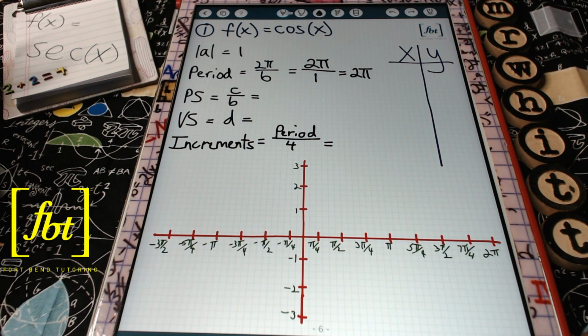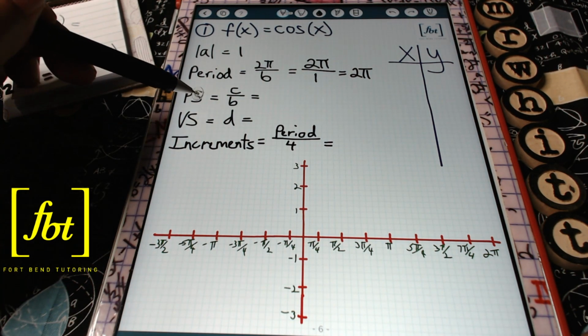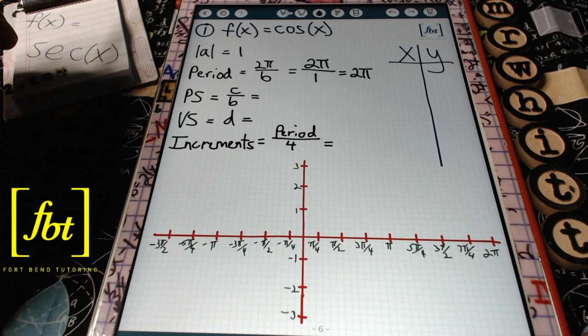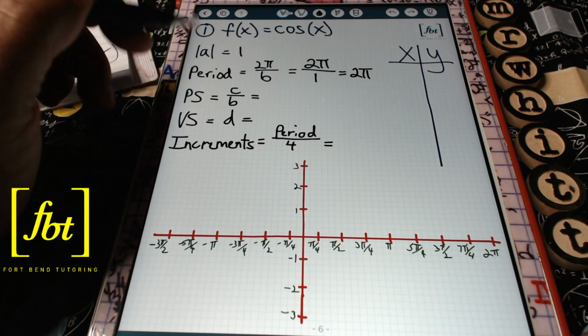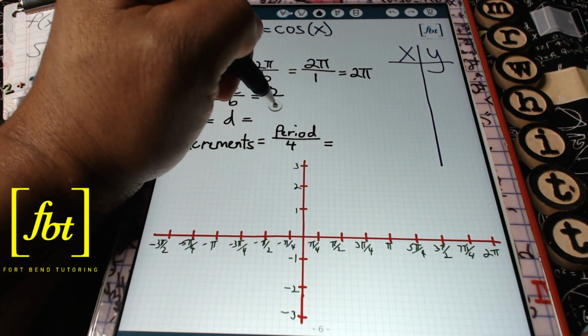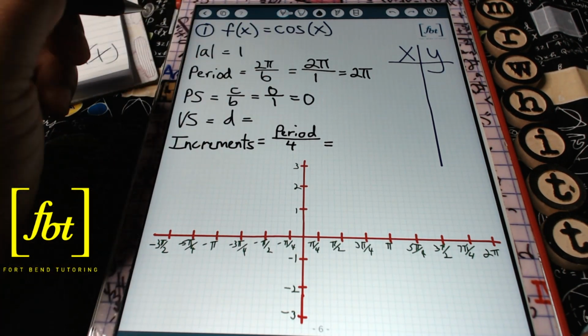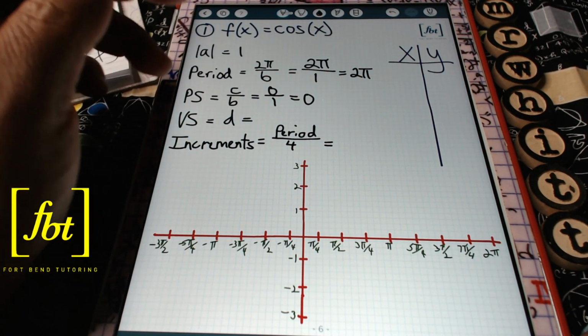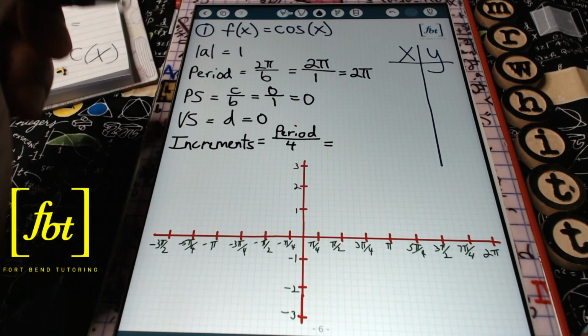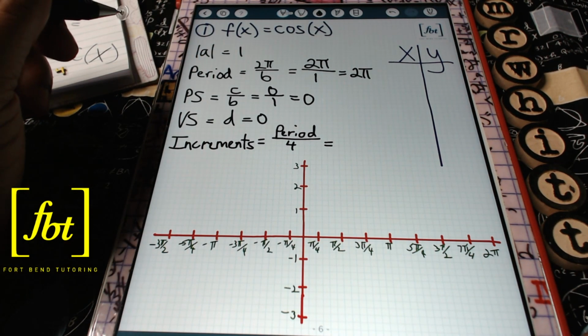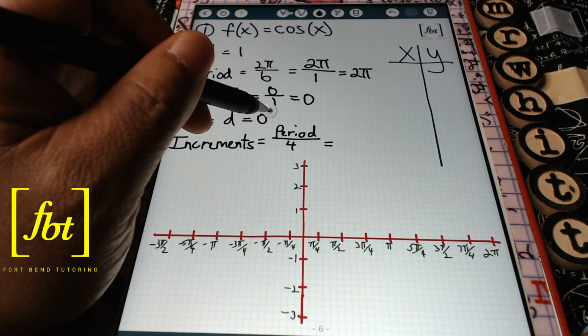Your phase shift is going to be the quotient of c and b. Our c value in our equation is 0 and our b value is 1, so we have 0 over 1, which equals 0. Your vertical shift is 0, so your d value is 0. We'll pay attention to that. And then finally, you'll have your increments, which is the period divided by 4.